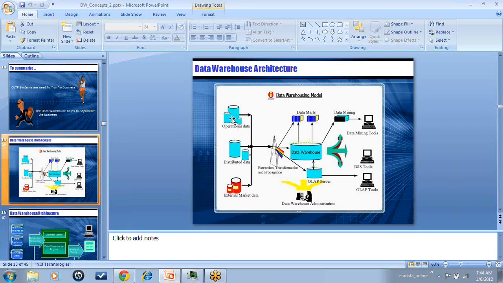It could be standalone OLTP systems, because the data warehouse gets its data from the operational systems only. Those are called operational data sources, distributed data systems, and external market data from third party vendors. Sometimes we may have to buy some data from third party vendors. The best example is the telecommunication domain: sometimes the Airtel, Idea or Vodafone people will call us and say, we have a best plan that suits you, can you convert to our network?